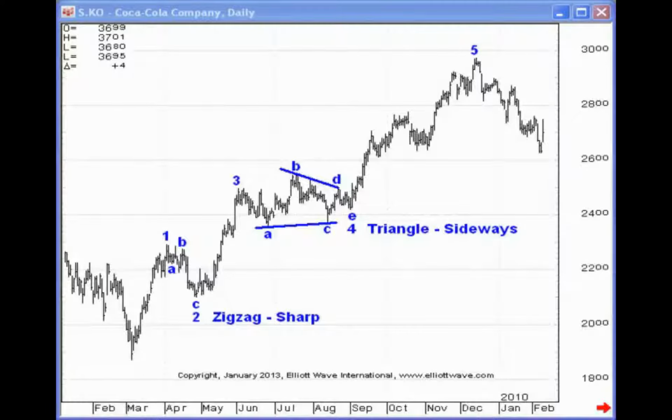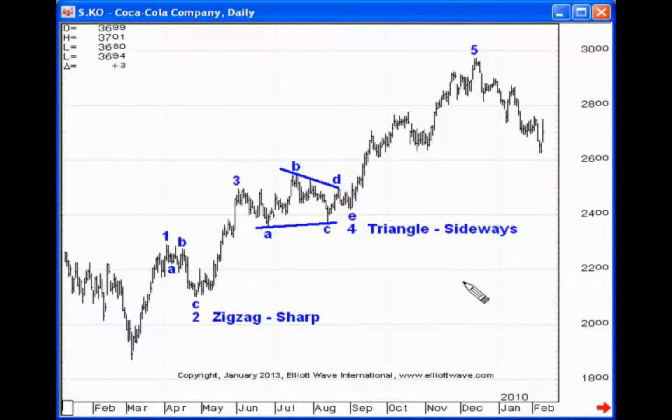Now, first of all, let's talk about the concept of alternation. That simply states to expect a difference of expression in a similar wave. And the most notable way we apply alternation as Elliotticians is within impulse waves. For example, in this slide, this is Coca-Cola. We have a move to the upside, waves 1, 2, 3, triangle 4, and then our final move up, our fifth wave advance.